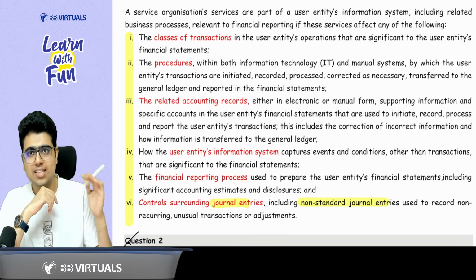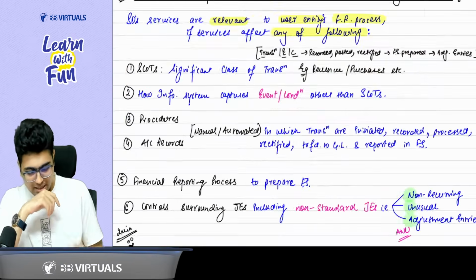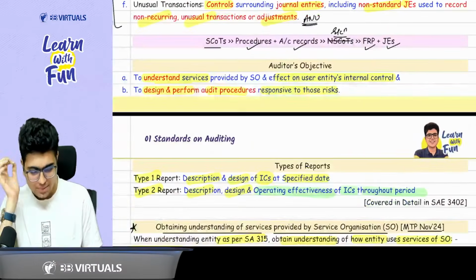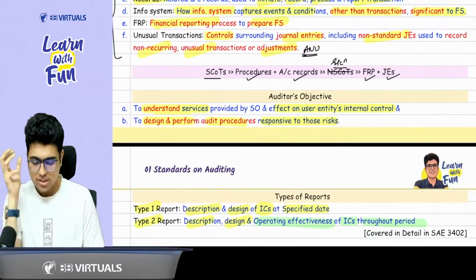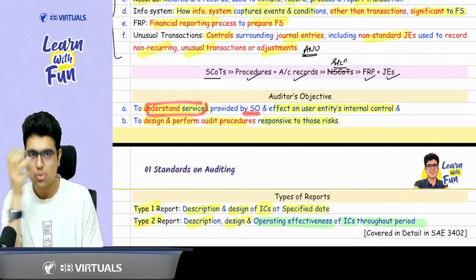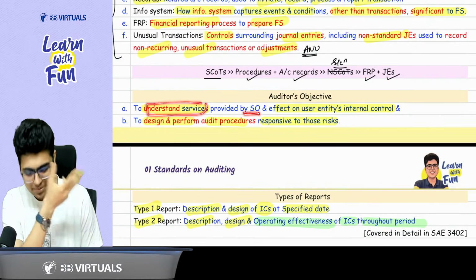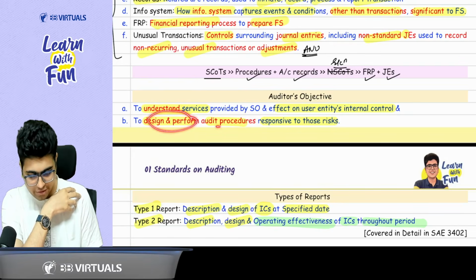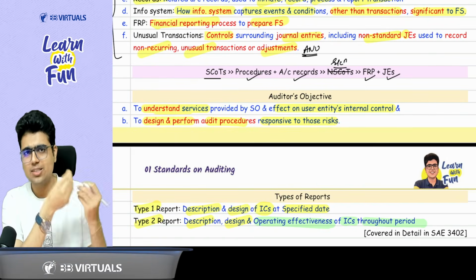Is this concept crystal clear? Yes, sir. Then we move to the next concept. Before we move to the next concept, let's just revise the auditor objective. Objective is to understand the services provided by service organization so that you can assess the risk of material misstatement. And once the risk assessment is done, you can perform the further audit procedure, that is the test of controls.